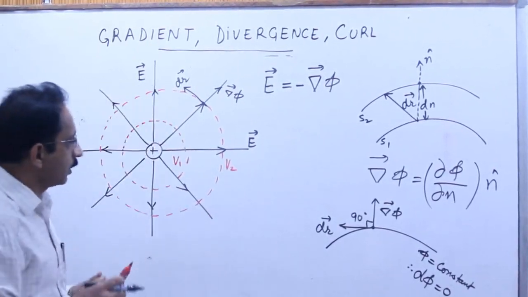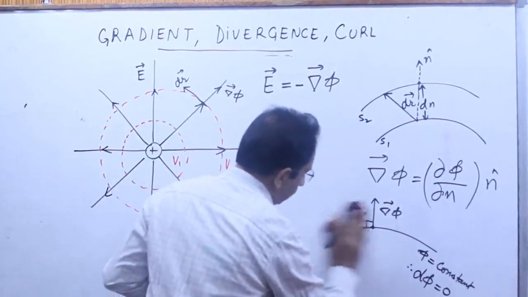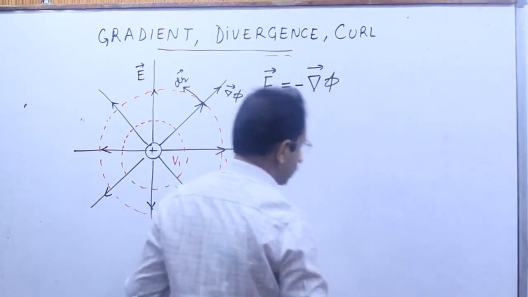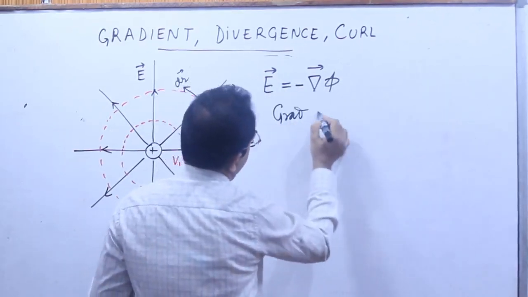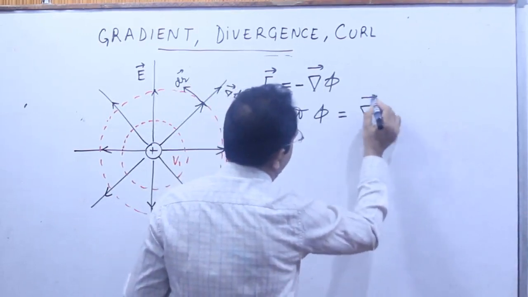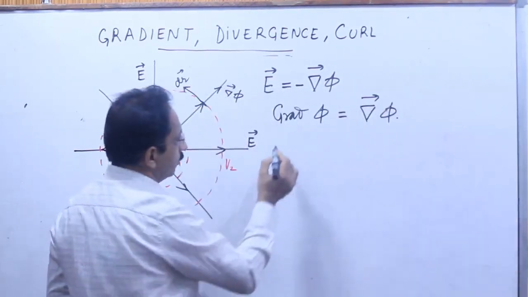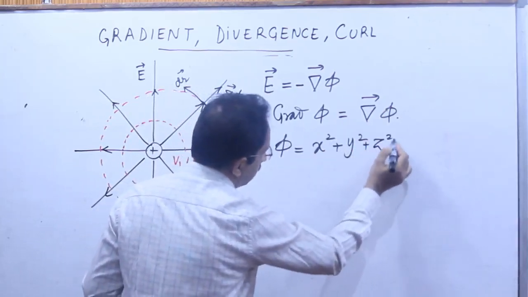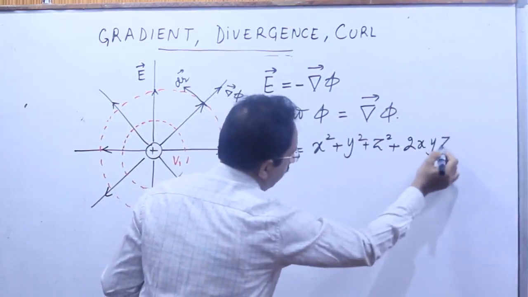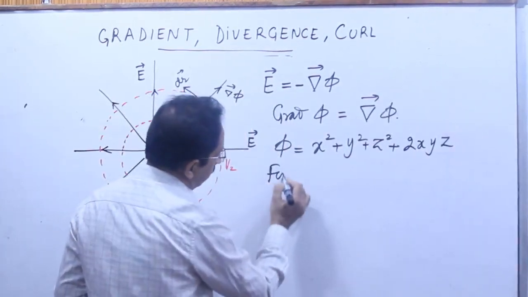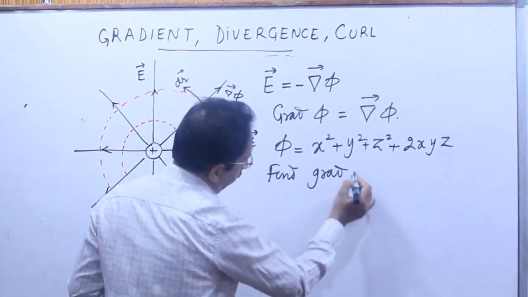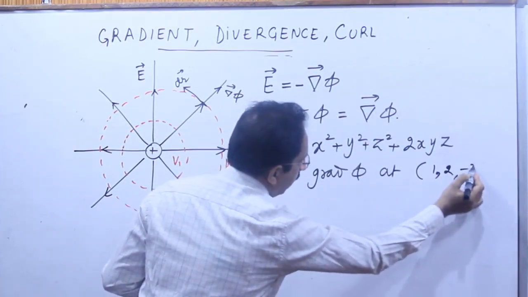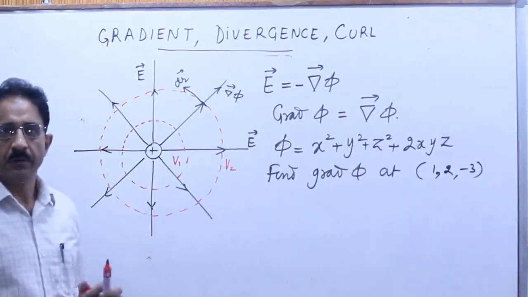तो ये अब सारी प्रोसेस जो हमारे पास एक ग्रेडियंट किसी स्केलर का हम लेते हैं, वो प्रोसेस अब ये बन जाती है that gradient of a scalar function phi is equal to del phi. So if I provide you a scalar function phi equal to x square plus y square plus z square plus 2xyz, and I ask you to find grad phi at the point 1, 2, minus 3, how to do it? Very simple.